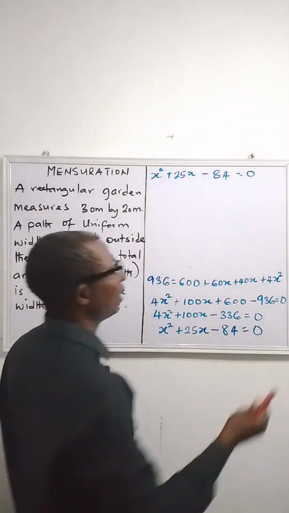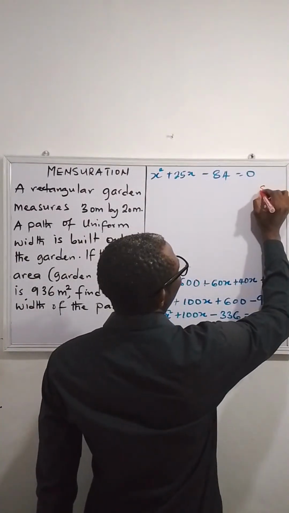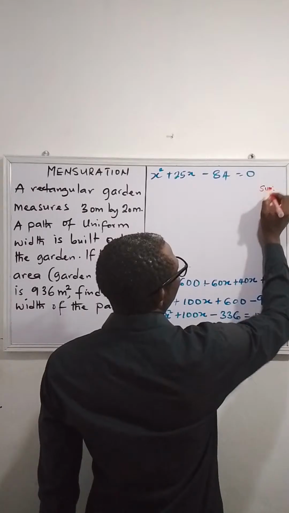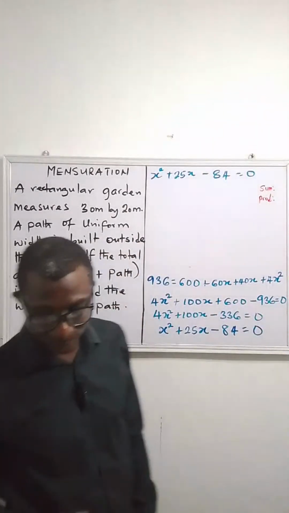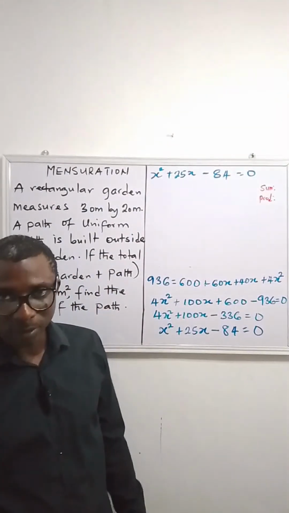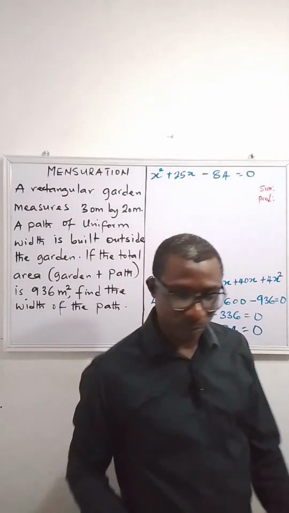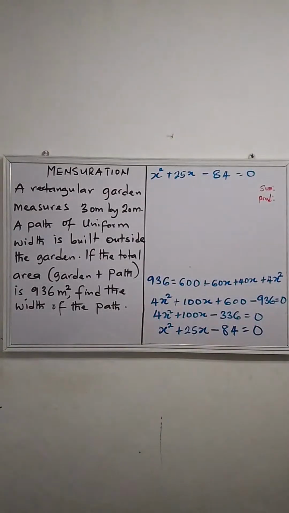Now, can you identify the sum and product? What is the sum, and what is the product? So I want you to do something. Can you drop that quickly in the comment section so we move forward? What is the sum? What is the product?